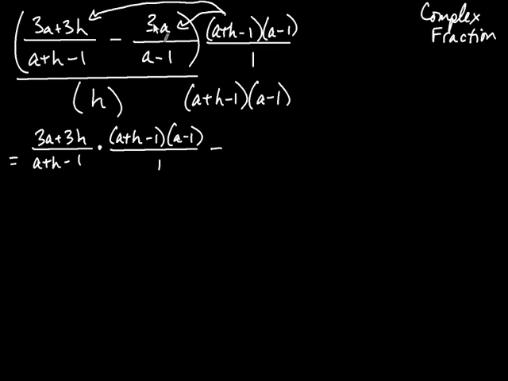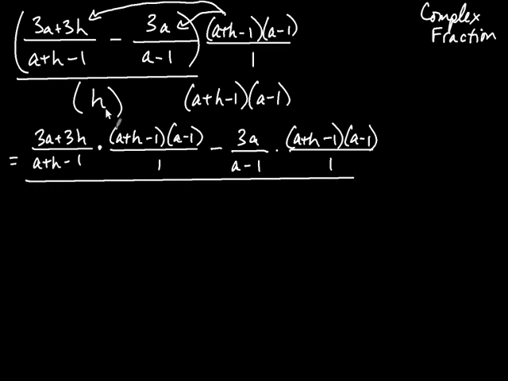And then minus this quantity: 3a divided by a minus 1 times it again, a plus h minus 1 times a minus 1, and then all divided by 1. And then in the denominator, you have this multiplied by these. Now, it turns out that the best thing you can do is not multiply out in the denominator. The reason is that a lot of times you get some cancellation, and cancellation only occurs if you have multiplication. So we're going to leave the denominator in factored form as h times a plus h minus 1 times a minus 1.